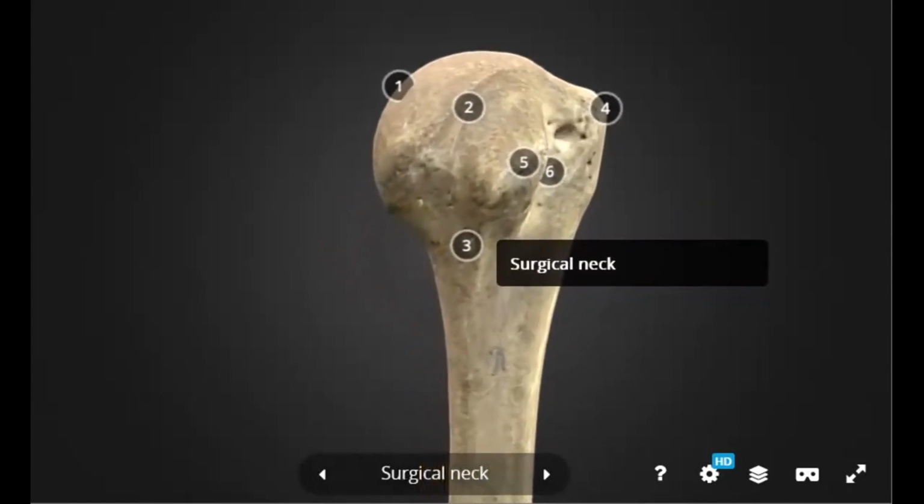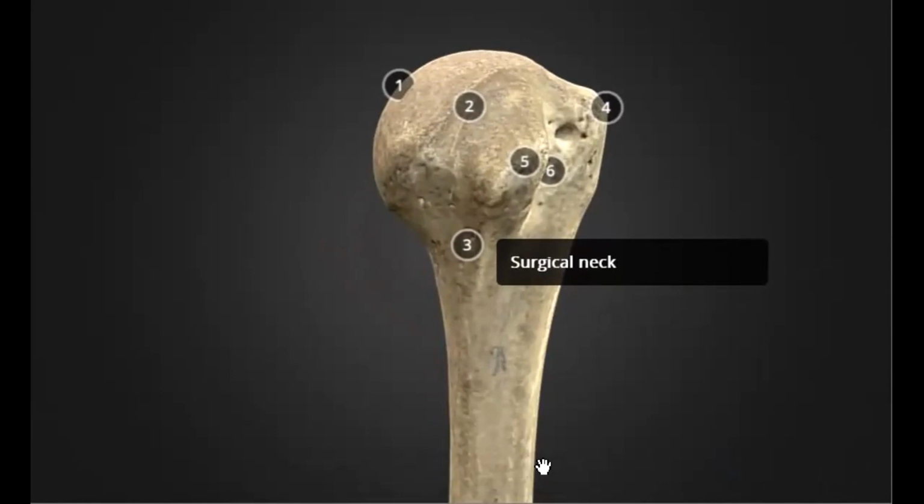Fractures here are rare. Surgical neck. Further down, we find the surgical neck. It's a narrow region below the tubercles, small bony projections. Fractures often occur here. The surgical neck interacts with the axillary nerve and the posterior humeral circumflex artery.